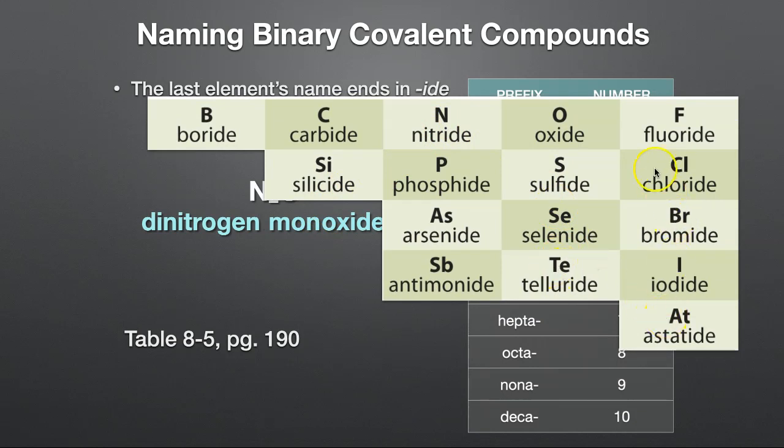I've printed a table from your book that gives you an idea of how the element names will end with this -ide ending. For the halogens, it's essentially just replacing the ending with -ide. And then we have oxide, sulfide, selenide, nitride, carbide, phosphide. Those are some of the common ones that you're going to use. So you can refer to that table. It's the kind of thing that you'll get used to using.